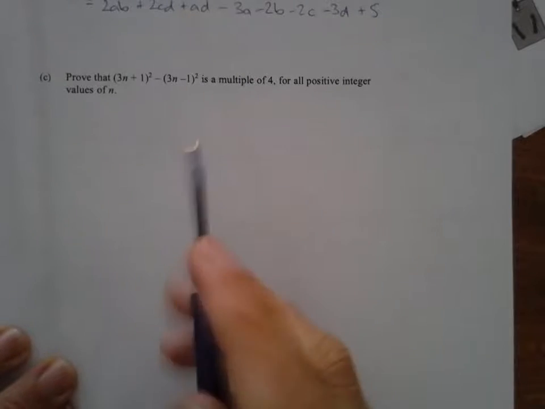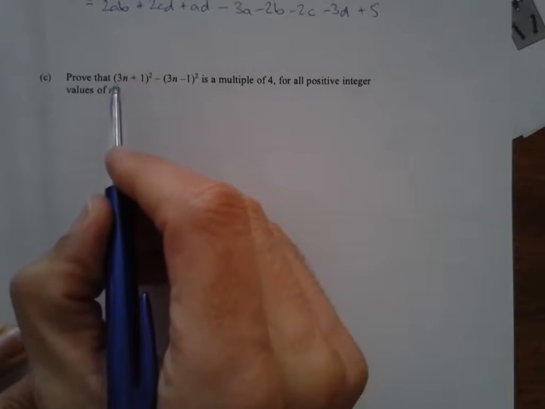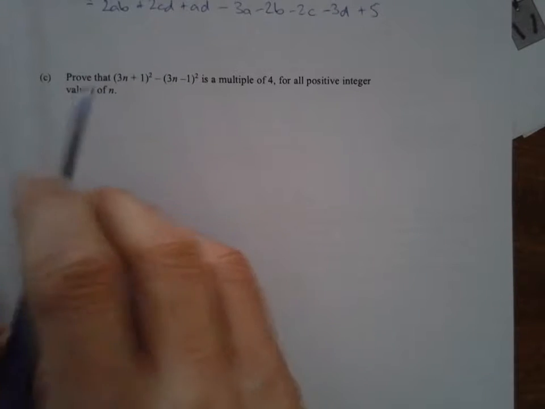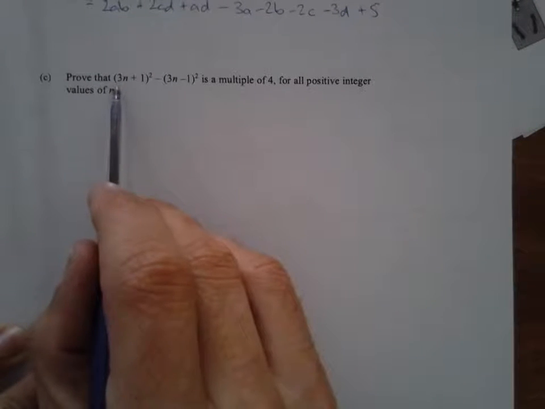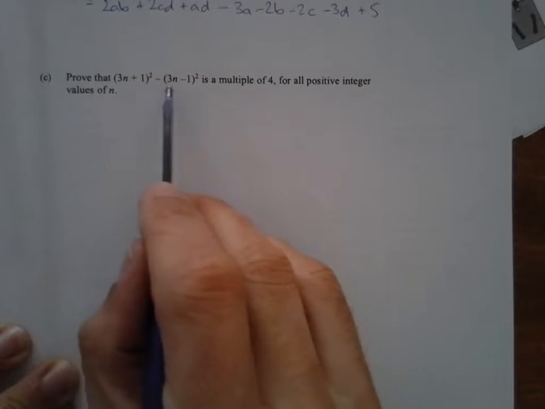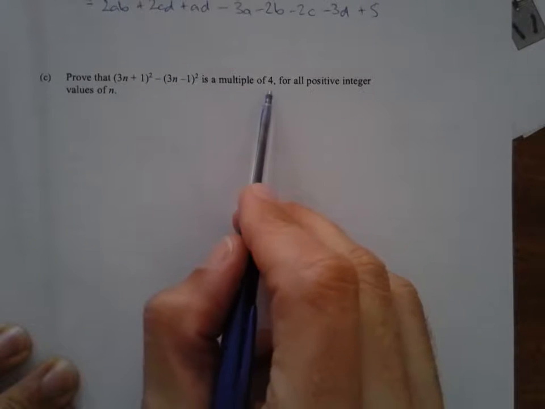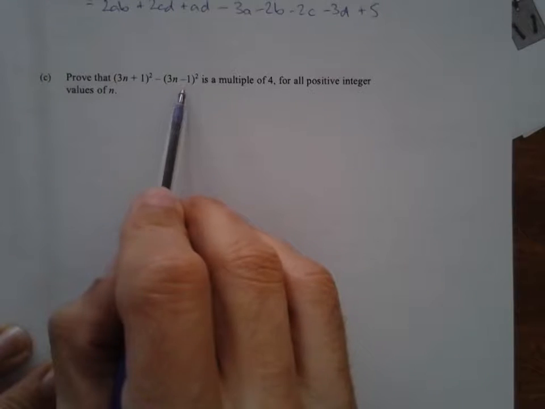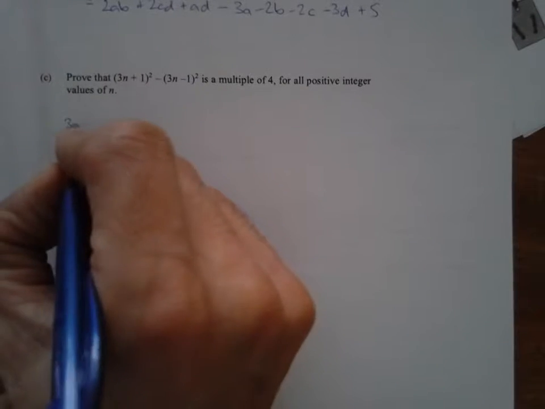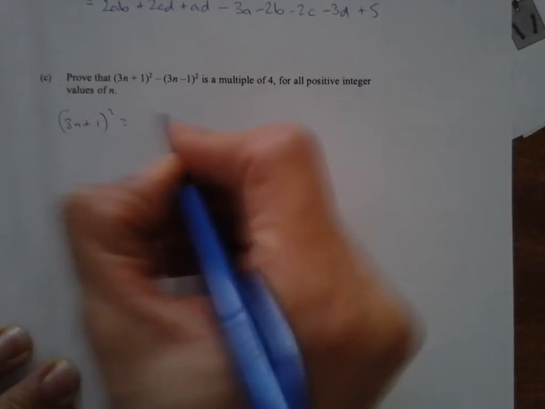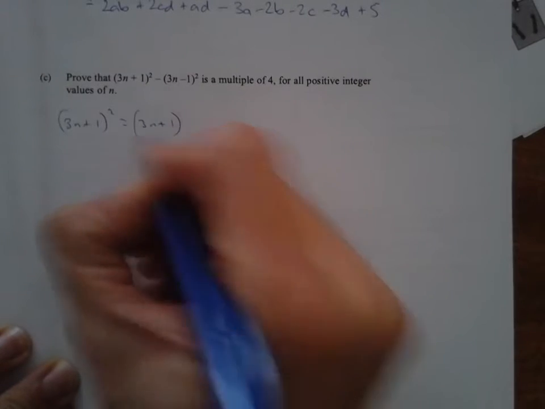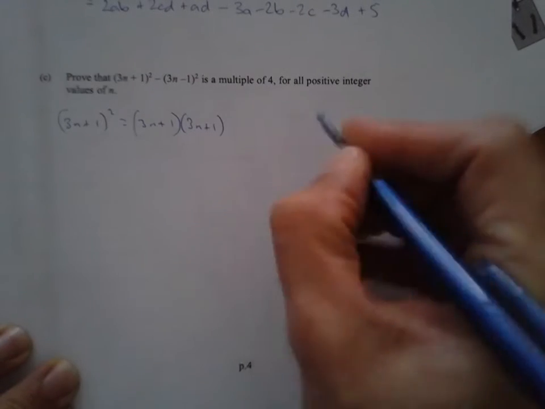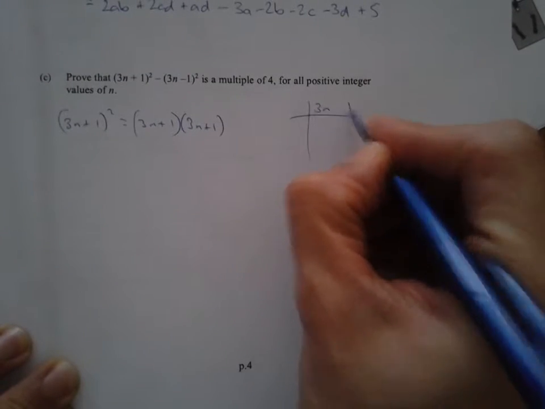Okay, and the final question in this practice paper, we want to show that (3n + 1) all squared minus (3n − 1) all squared is a multiple of 4. So the first thing I'd try and do here is I'd expand these out and see what happens. (3n + 1) squared, well that's (3n + 1) times (3n + 1). I can use my box method to do that, and that'll really help me.